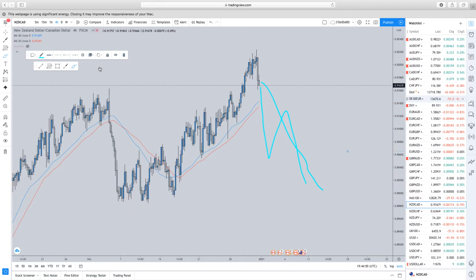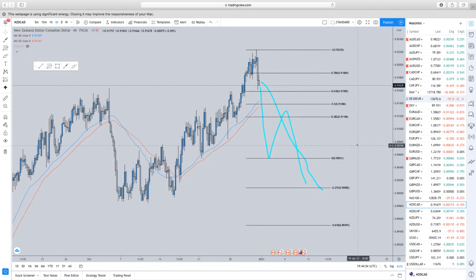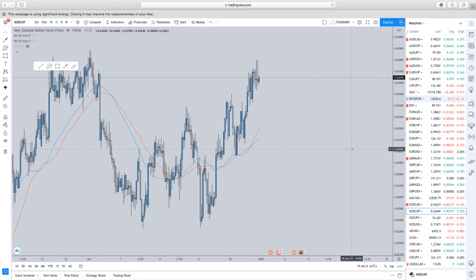I'd be waiting for a fib retracement, something around here, because you have your resistance and the support, resistance, and it's going to recreate that move again. If that forms, I'll send it into the group.